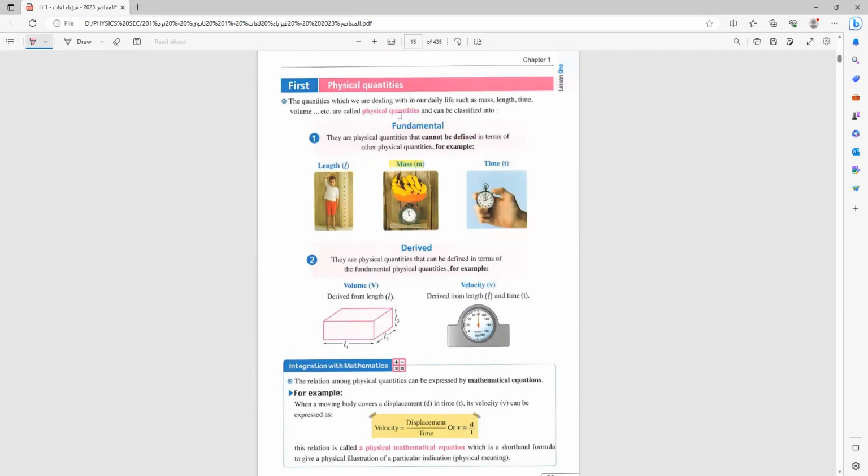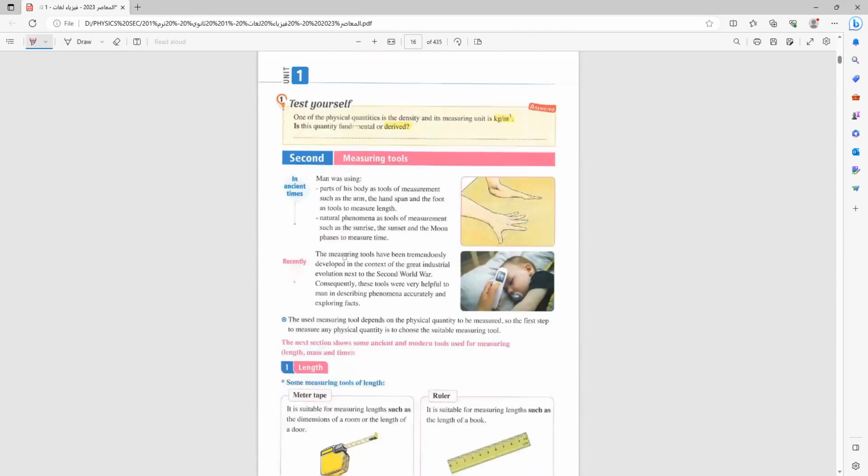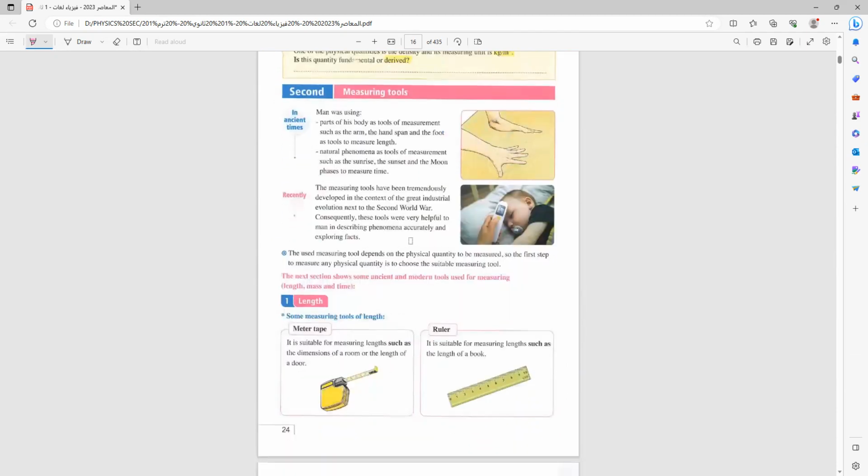The physical quantity has two types, fundamental physical quantity and derived physical quantity. That's enough to know an example of each type. Measuring tools: in ancient times, people used organs of their body, like the arms, the foot, the hand. Recently, the measuring tools have been developed and work digitally or technologically. Okay?